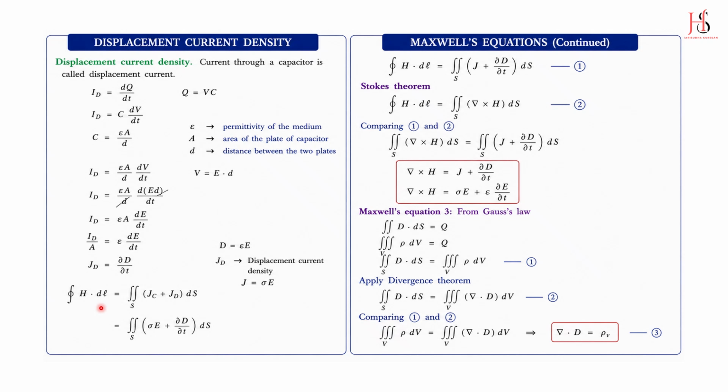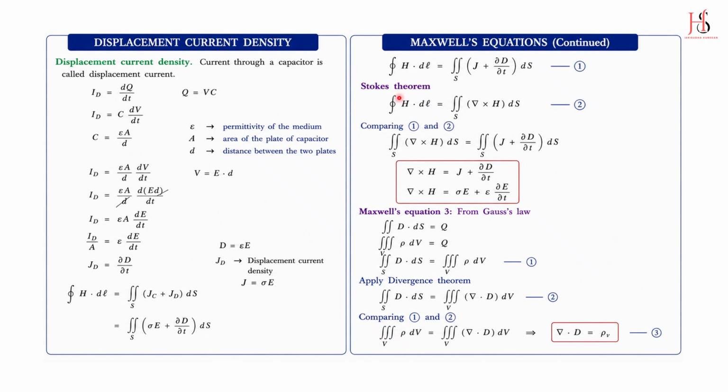Instead of that J, I have replaced it with conduction current density and displacement current density. Therefore, it is the double integral of (Jc plus Jd) into ds. Now, what is this Jc we found in the earlier slide? It is sigma E. What is this Jd we found? It is dou D by dou t. So the line integral of H dot dl is equal to the double integral of (J plus dou D by dou t) into ds.